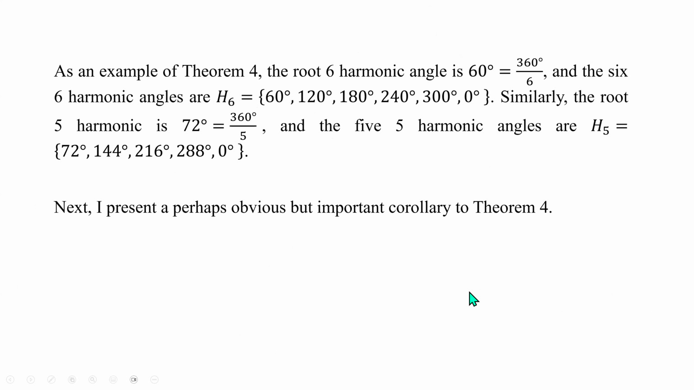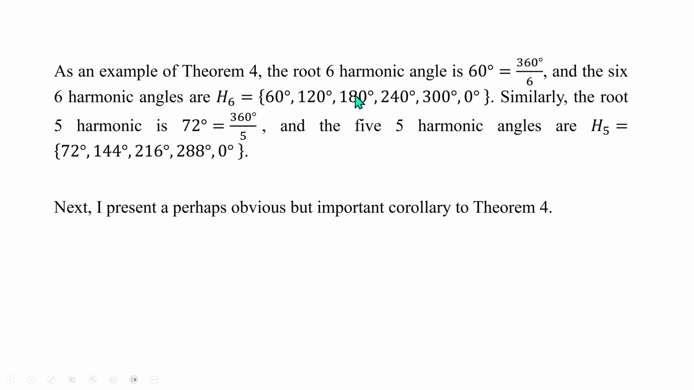Okay. Now, as an example of Theorem 4, the root 6 harmonic angle is 60 degrees. That's 360 over 6. And the six harmonic angles, which I denote by h sub 6, are this set of angles. This is the natural order they occur in.